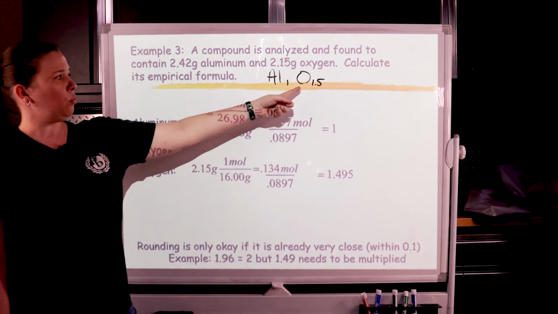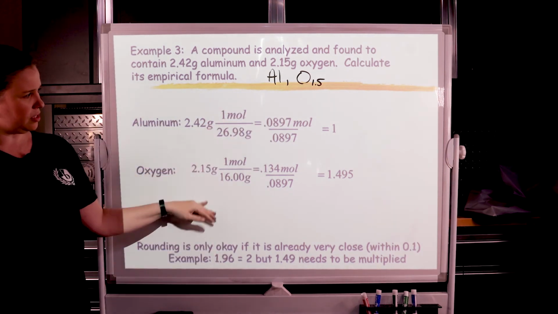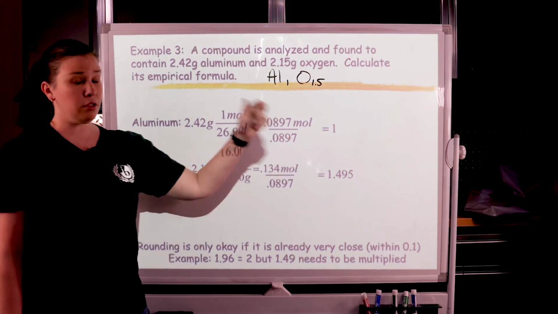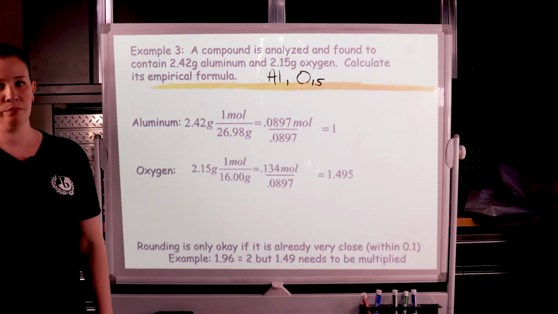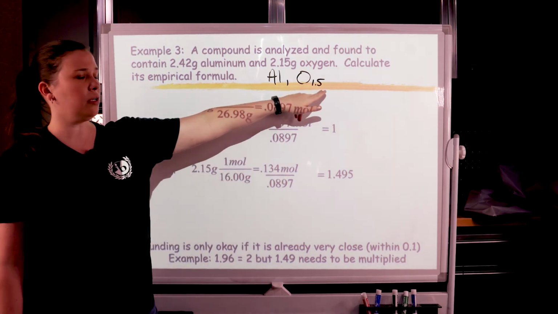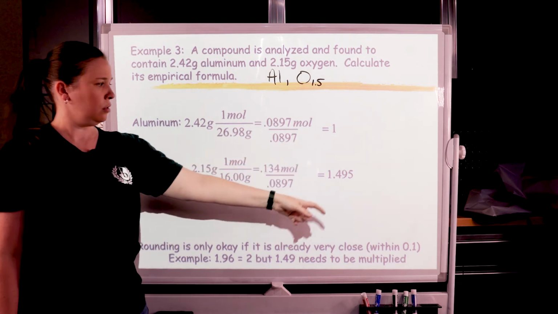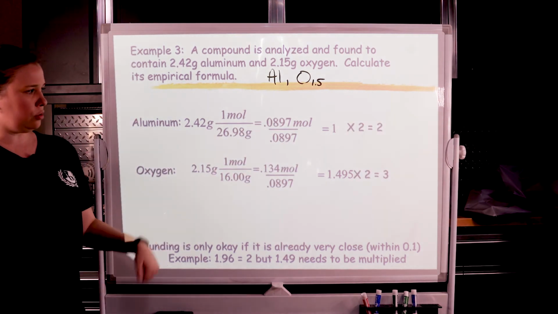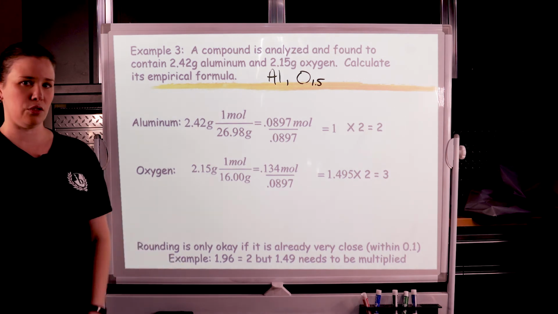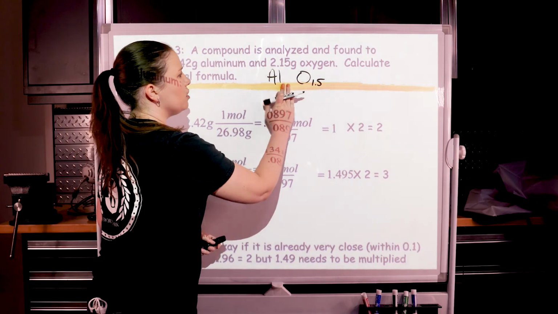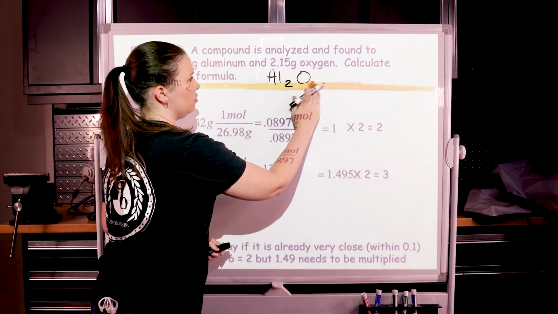Well, should I round the 1.5 all the way down to 1? Is this a 1-to-1 ratio? That's not quite right. Should I round it up to 2? Is this a 1-to-2 ratio? Still not quite right. So how could I represent the 1 to 1.5 ratio as whole numbers? We can just double it. We get 2 aluminums to 3 oxygens, and that is the exact same ratio as 1 to 1.5, but as whole numbers, which is exactly what we're going for here.